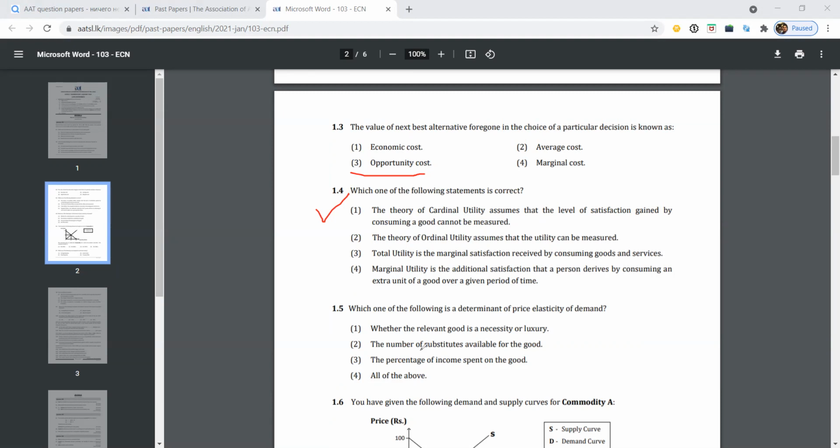Which of the following is a determinant of price elasticity of demand? We talked about price elasticity of demand. Whether the good is a necessity or luxury, yes, it is an important factor. The number of substitutes available, yes, it is. And the percentage of income spent on the good, yes. Therefore, all of the above.